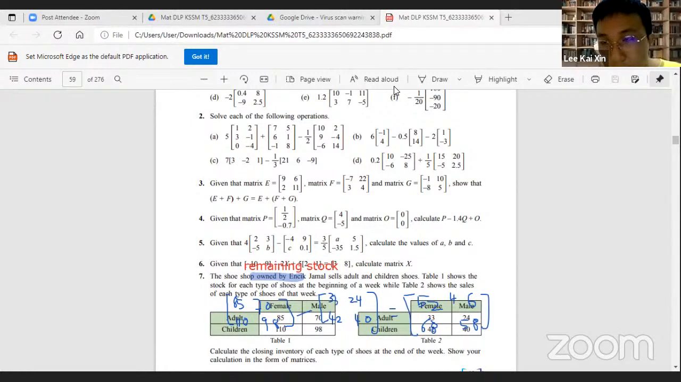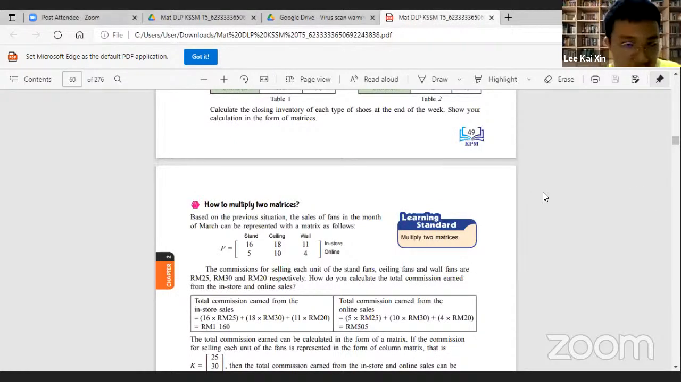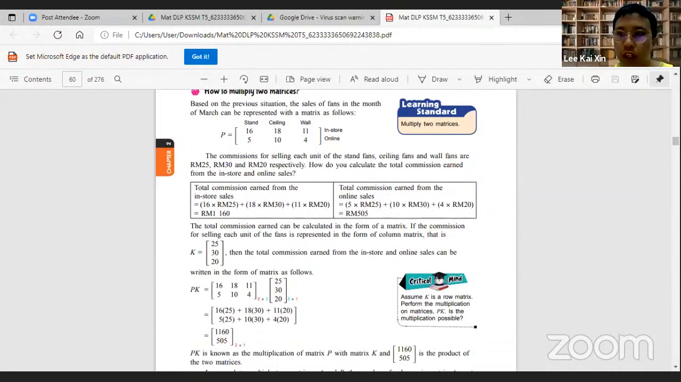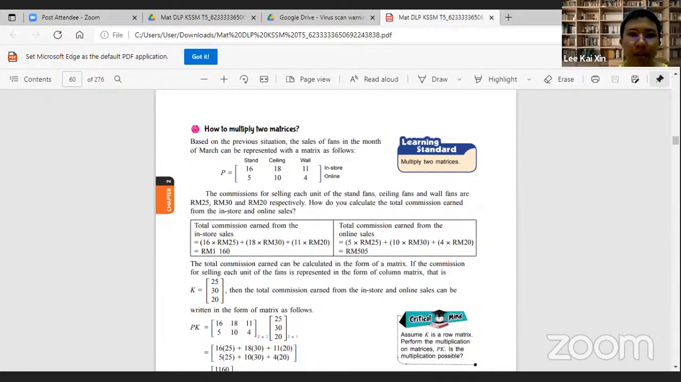Since it is before 10 now, I'll just give some introduction on multiplication of two matrices. Maybe some of you might feel it is a bit tough, but I will teach you. Hopefully, chill, don't feel panic or what. Okay, how to multiply two matrices.